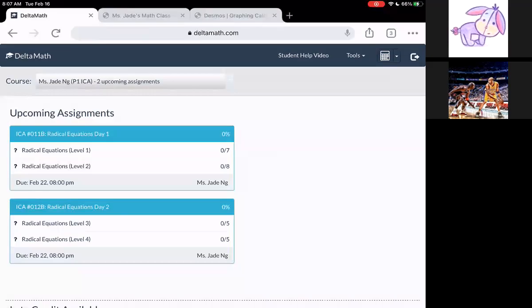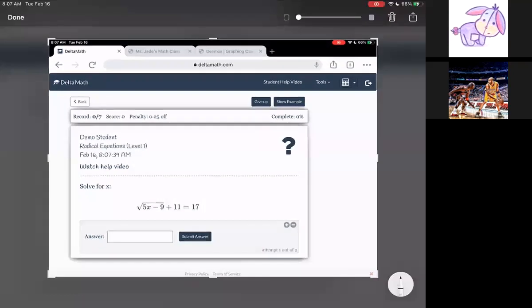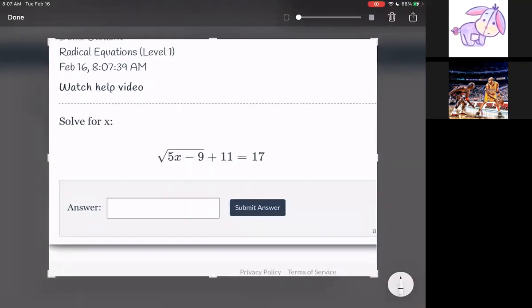So for today's assignment, which is assignment number 11, we're going to start off with radical equations level 1. So that's this category. Okay, so we're going to solve for x. That's what the instructions say, so that's what we're going to do.